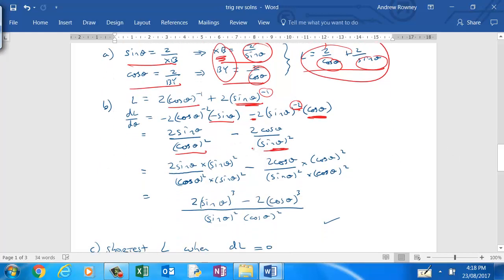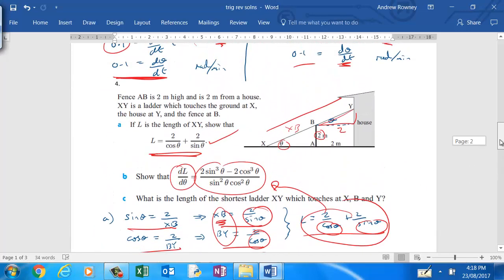And now we want to combine these using a common denominator. So we're going to times by sine squared on sine squared, cos squared on cos squared, and so we both have a common denominator, sine squared, cos squared, and that's what the question is.